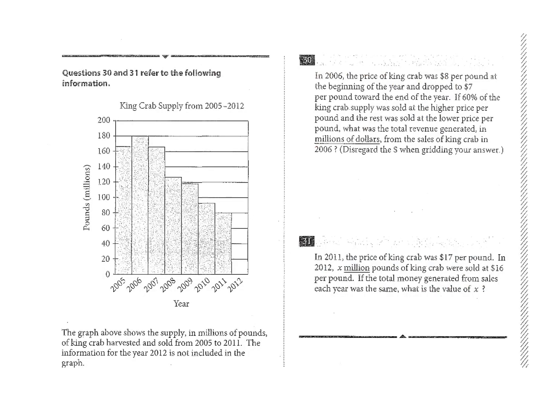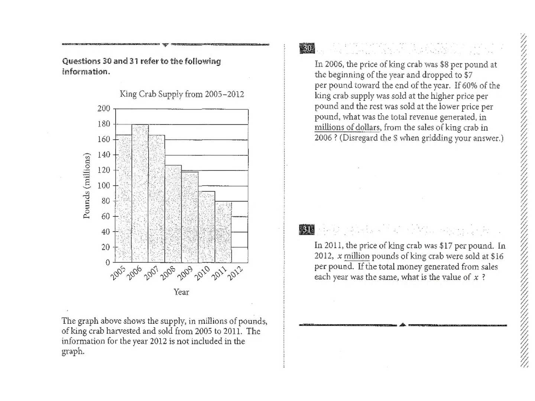For number 30, according to the given information, 60% of king crab supply was sold at a high price per pound, and the rest was sold at the lower price per pound. Lower price, that means 7. And a higher price, that means 8.